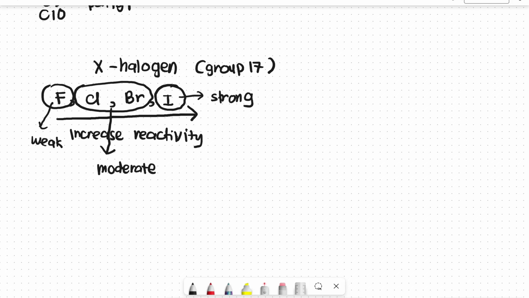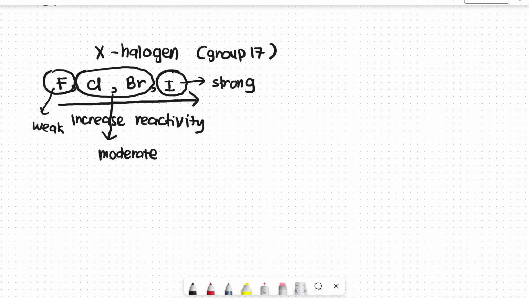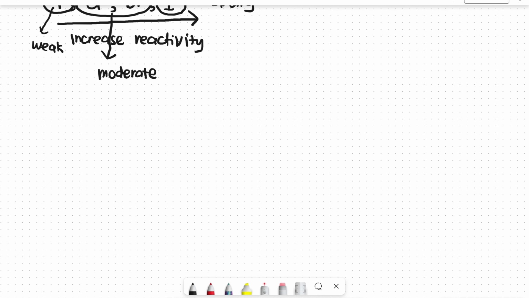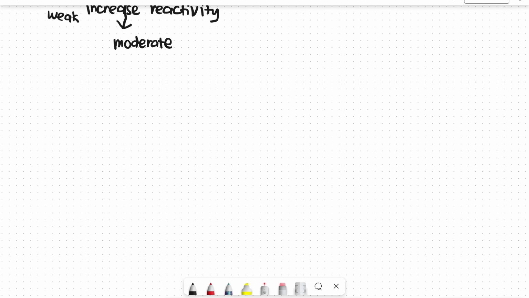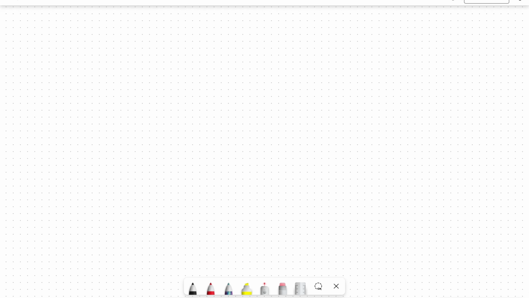For naming, the naming is based on IUPAC. We have 2 types of naming: IUPAC naming and common names.